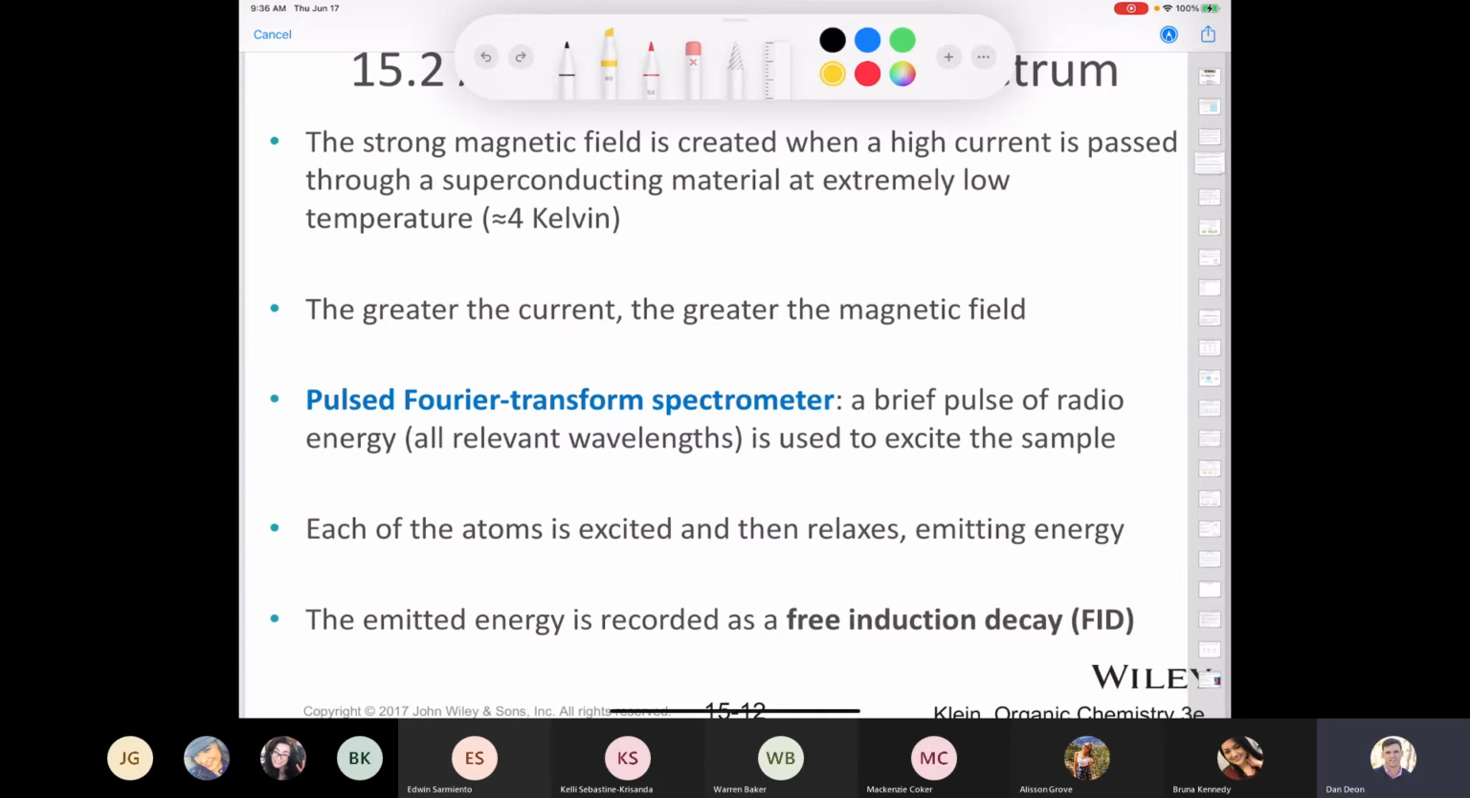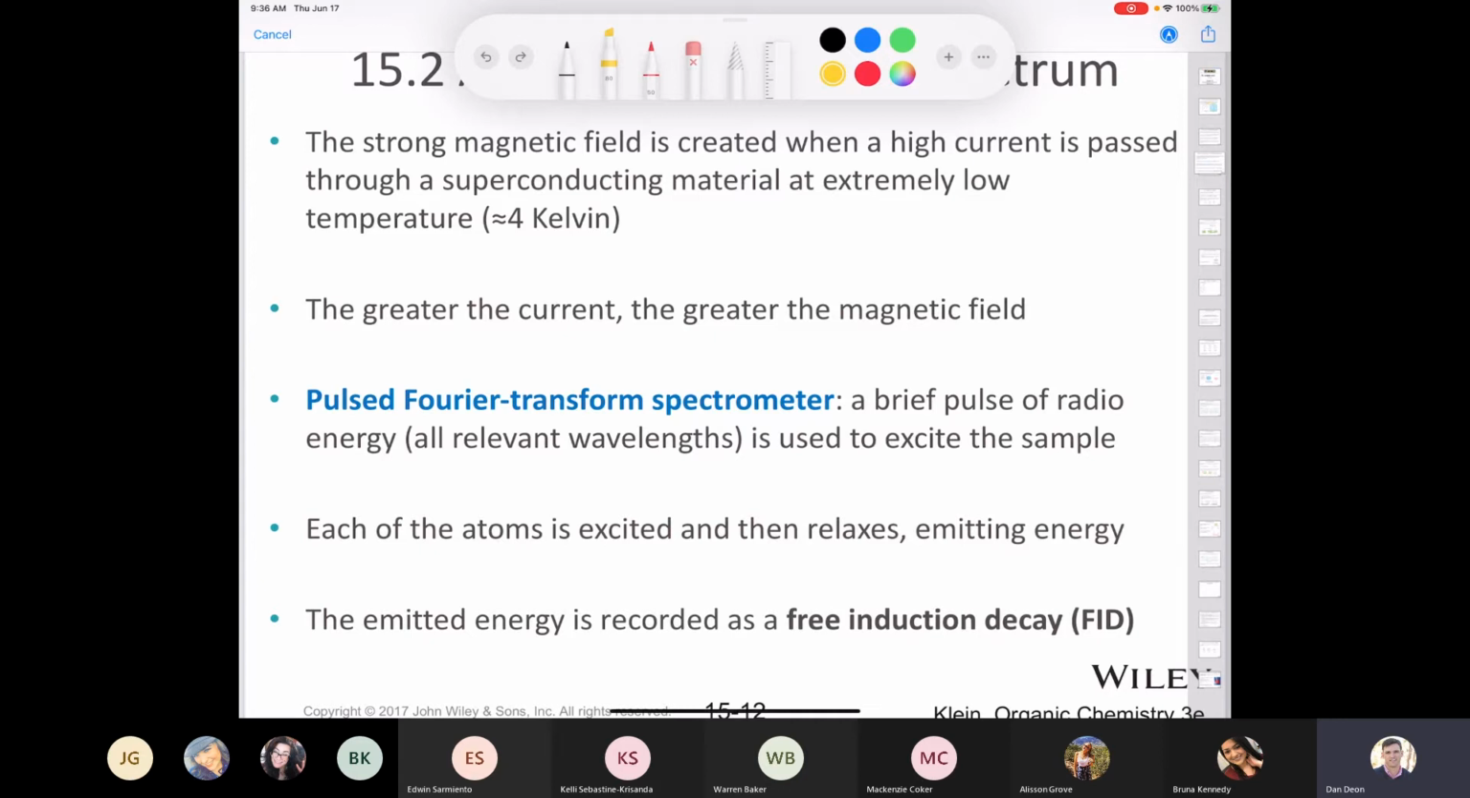Well, it's an electromagnet, and I'm sure many of you have made an electromagnet at some point in your life, where you just take a wire and you wrap it around a nail and then you put a battery to it or something like that. Well, the strong magnets that are used in NMR spectroscopy are generated in pretty much the same way. You take a powerful current and you pass it through a superconducting material, which causes very little resistance to that current, and it just basically makes a really strong current, and you have a really strong magnet. So the greater the current, the greater the magnetic field.